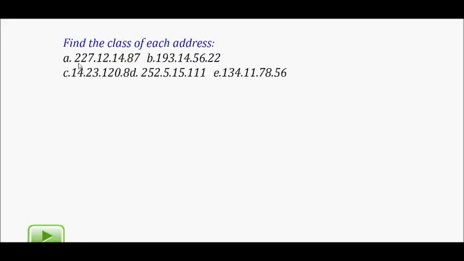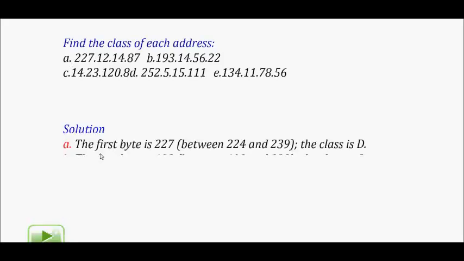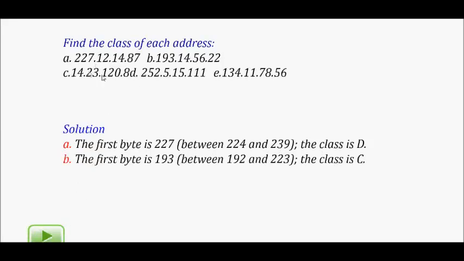Take the address 227.12.14.87. What is this address? It is class D. Let's try to check. The first byte is 227, between 224 and 239, so it is class D, which was seen previously.